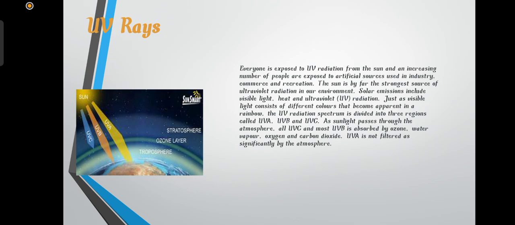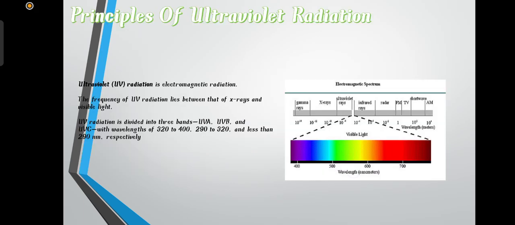Just as visible light consists of different colors that become apparent in the rainbow, the UV radiation spectrum is divided into three regions called UVA, UVB and UVC. As sunlight passes through the atmosphere, all UVC and most UVB is absorbed by ozone, water vapor, oxygen and carbon dioxide. UVA is not significantly filtered by the atmosphere.